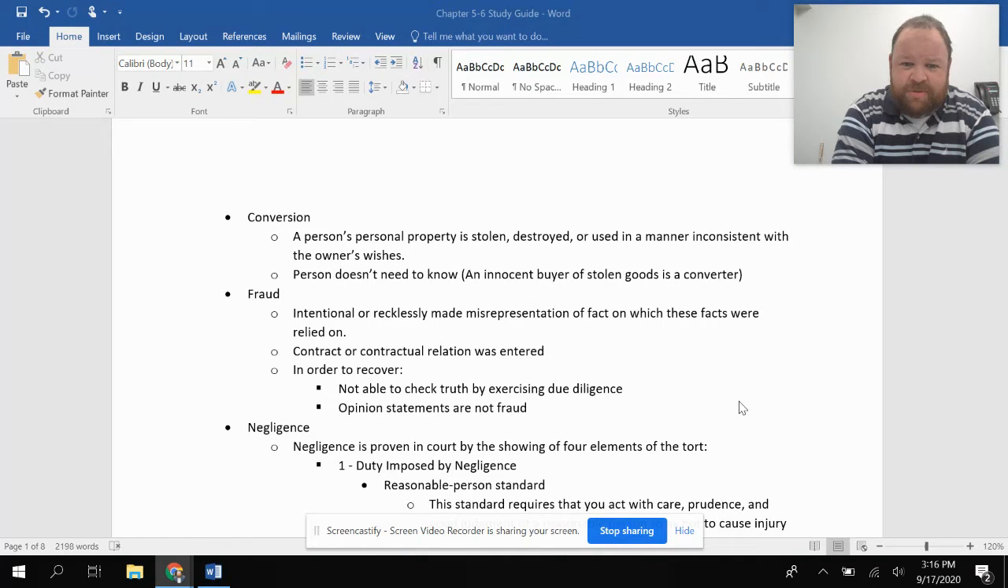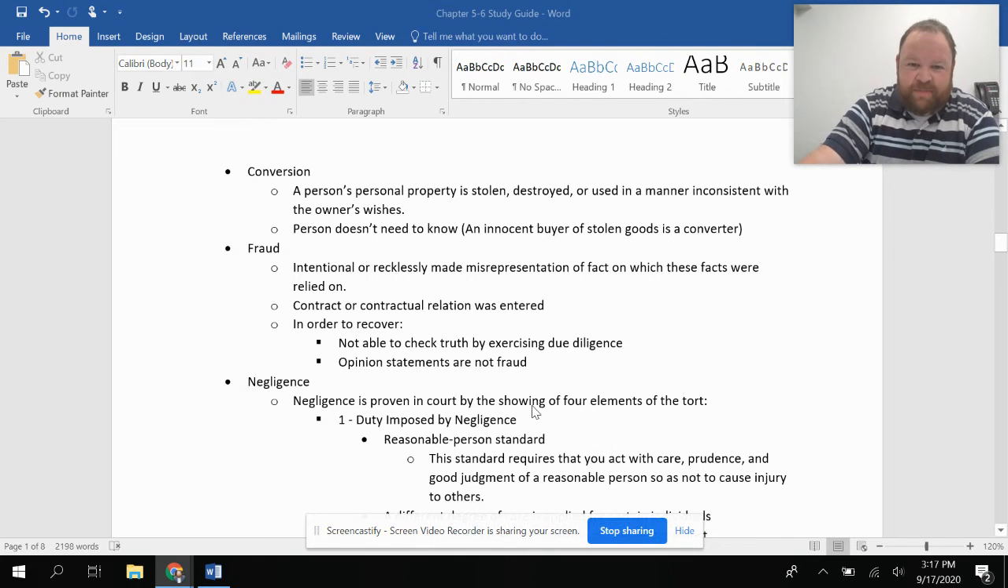Fraud is a recklessly made misrepresentation of a fact, and facts that were relied on. In order to recover from fraud, you need to not be able to check the truth by exercising due diligence. So if you see an ad on Facebook and you believe it, like a political ad saying Trump bit off a dog's head and someone said vote Biden for that reason, then obviously you're just not doing due diligence to check that that's not true.